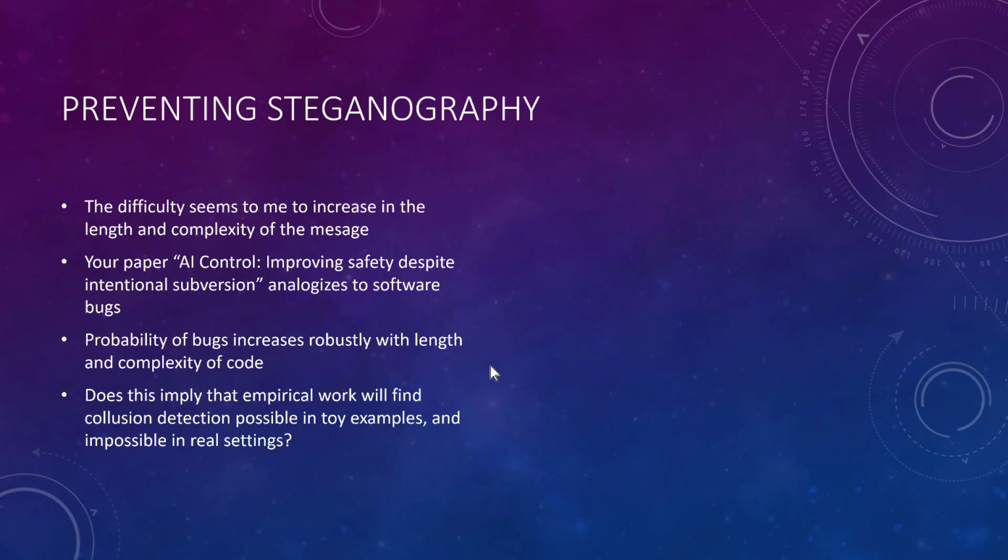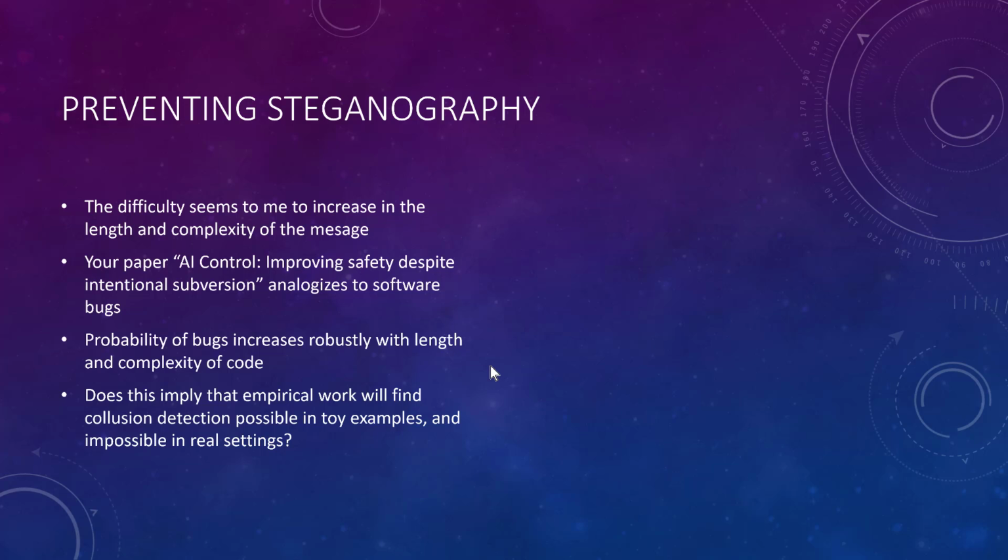And this could imply a potentially dangerous situation where we have some method of preventing steganography that works perfectly in toy examples, and in small examples it also works really well, and then as the examples get larger and larger, it works less and less well. And in real settings, where we're talking about the entire source code for Microsoft Windows, you can certainly hide things in there. And this seems like a general problem for preventing steganography. Do you agree? Mm-hmm. Yeah.